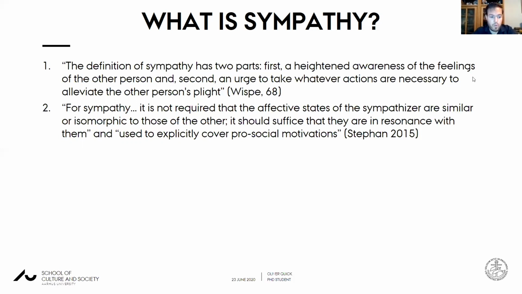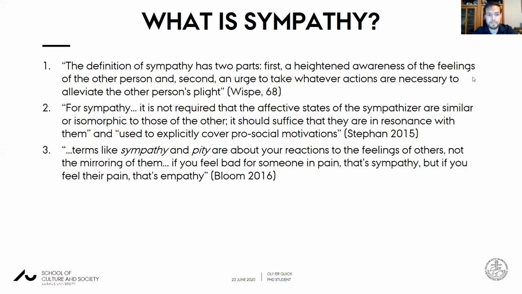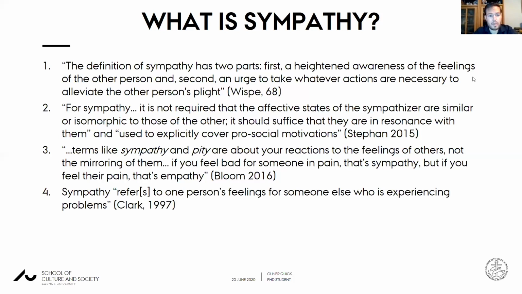There's some sort of awareness and similarity, perhaps. And I would say not even similarity. There just needs to be secondarily awareness. It's about the situation. And he also points out that it's used to explicitly cover pro-social motivations. Bloom, again, says that sympathy and pity are about your reactions to the feelings of others, not the mirroring of them. If you feel bad for someone in pain, that's sympathy, but if you feel their pain, that's empathy.